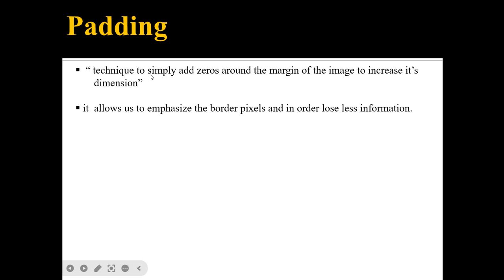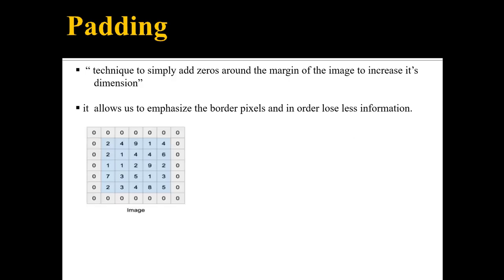Okay, so it is a technique to simply add zeros around the margin of the image in order to increase its dimension. By doing this padding, it allows us to emphasize the border pixels, and we will lose less information. So for example, suppose we have our 5 cross 5 image. What we are doing here is padding this image with zeros. Across all the 4 sides we are adding zeros here.